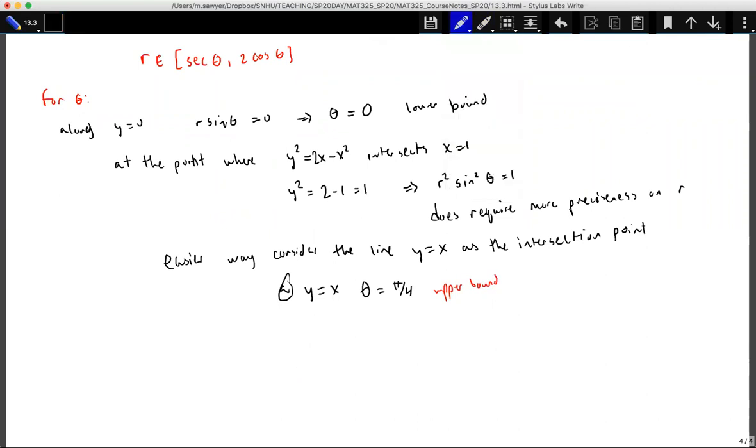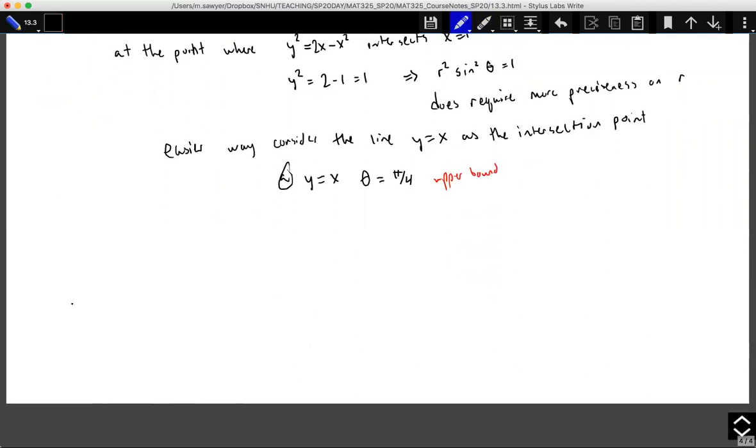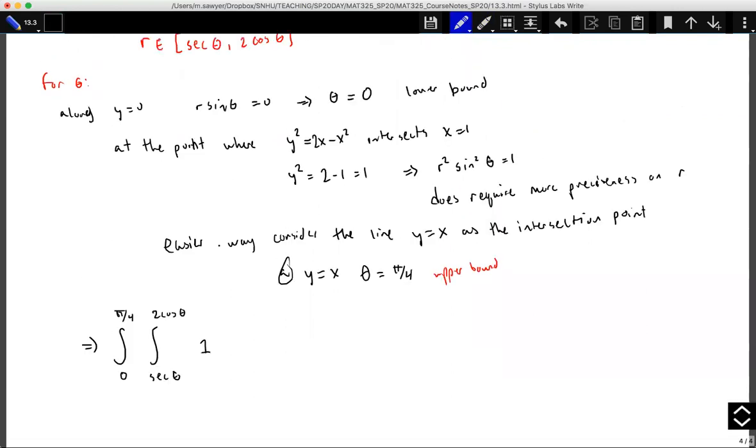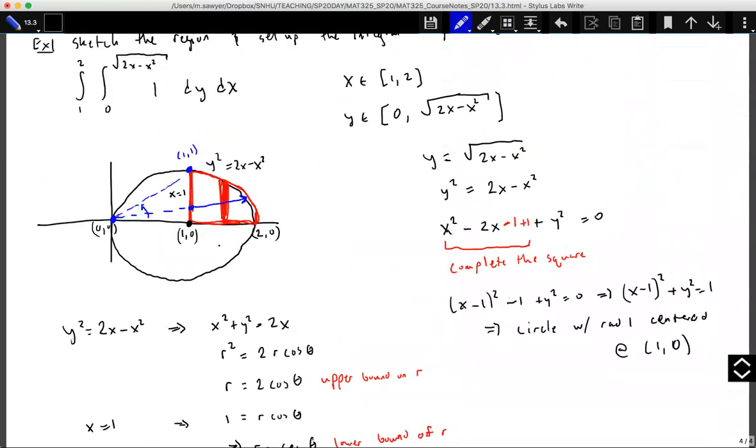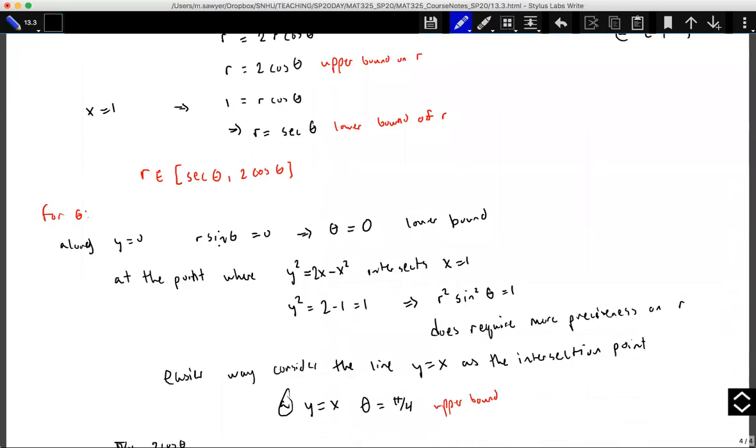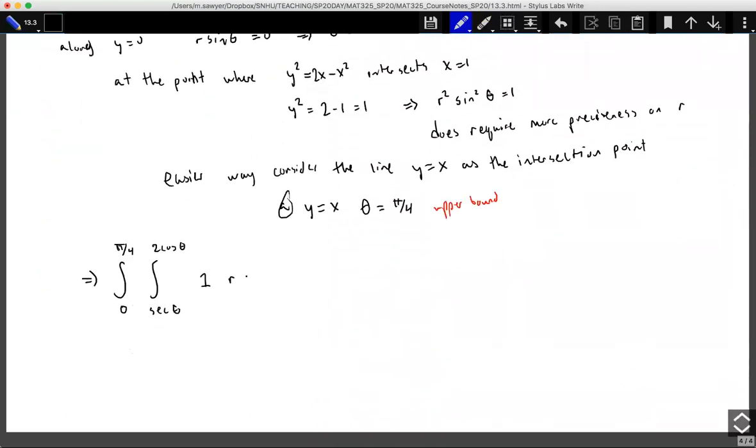So combining all this information between our lower bound and our upper bound, we have that our problem converts. Theta goes from 0 to pi over 4. R goes from secant of theta to 2 cosine of theta. We maintain our inner function, which if we recall from the beginning of the problem is just 1. And then our Jacobian, r dr d theta. And now we've set up the problem. And if we're asked, we could continue the problem from here. But in this case, we were just asked to start the problem.